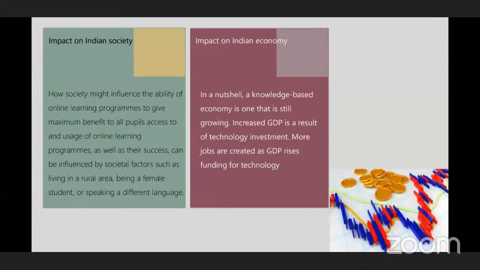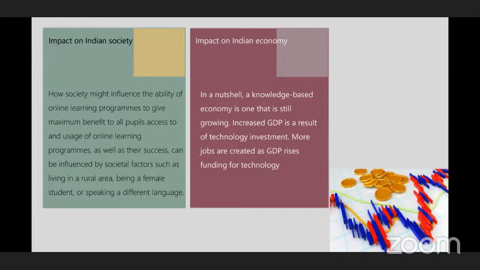In our study, the online lectures have an impact on Indian society as well as on the Indian economy. How might society influence the ability of online learning programs? Through societal factors such as living in a rural area, being a female student, or speaking a different language. It has an impact on the Indian economy as well. In a nutshell, a knowledge-based economy is one that is still growing. More jobs are created as GDP rises, and funding for the technology.